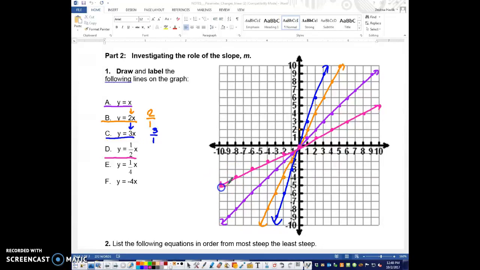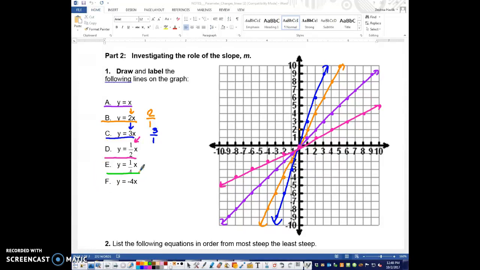So remember, our original line is this purple line here. So how did the pink line change from the purple line? It became less steep. So if you have a fraction for the slope, it becomes less steep. So what do you think is going to happen with that 1/4? What do you think will happen with the 1/4?